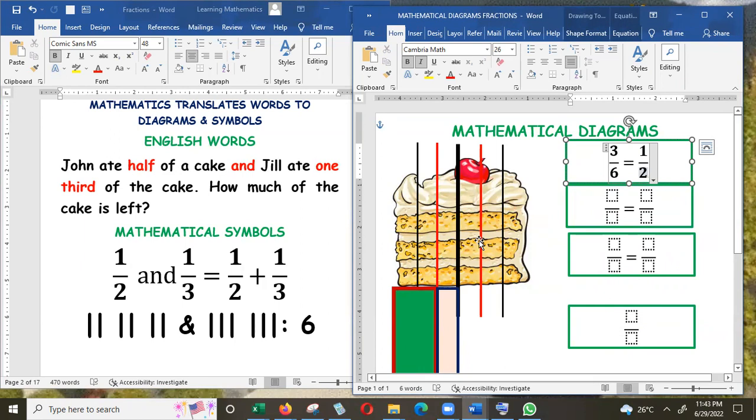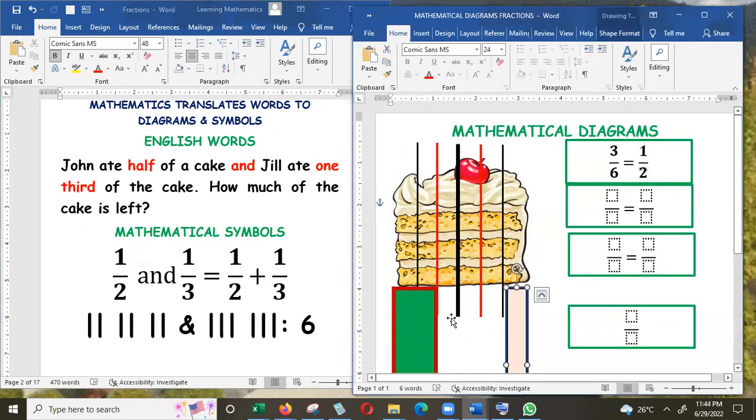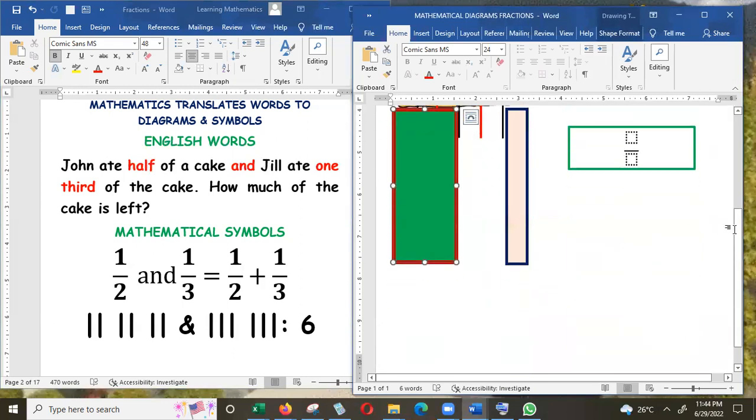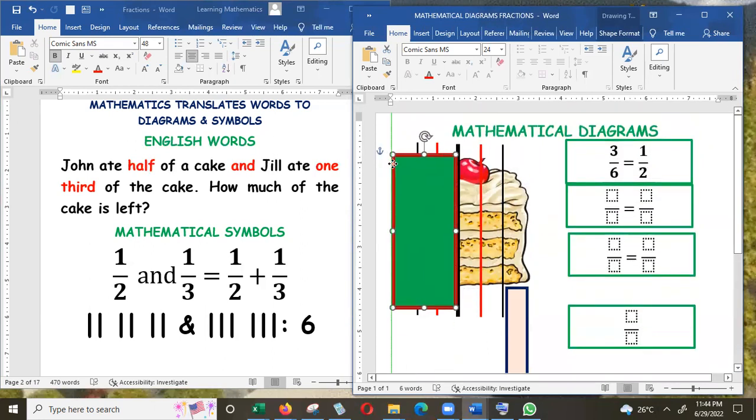Okay. Now, so therefore, John ate 3 out of the 6 slices. That's what John ate. John ate 3 out of the 6 slices, and let's take a note of that. Right, that's what John ate. 3 out of the 6 slices.